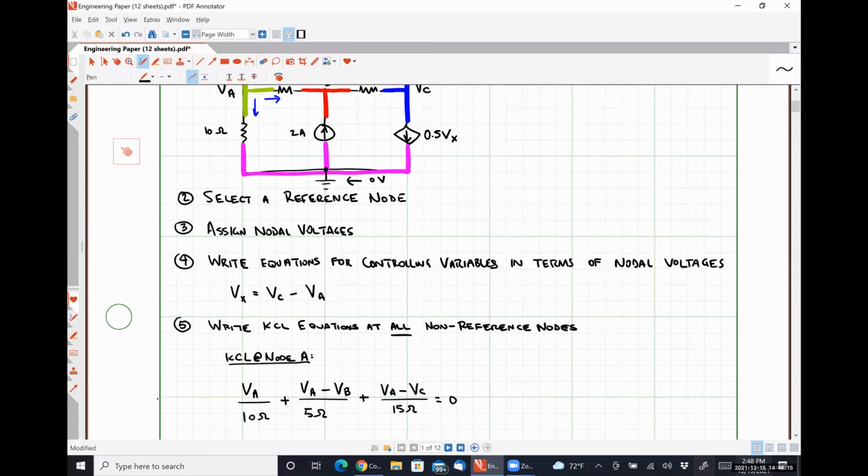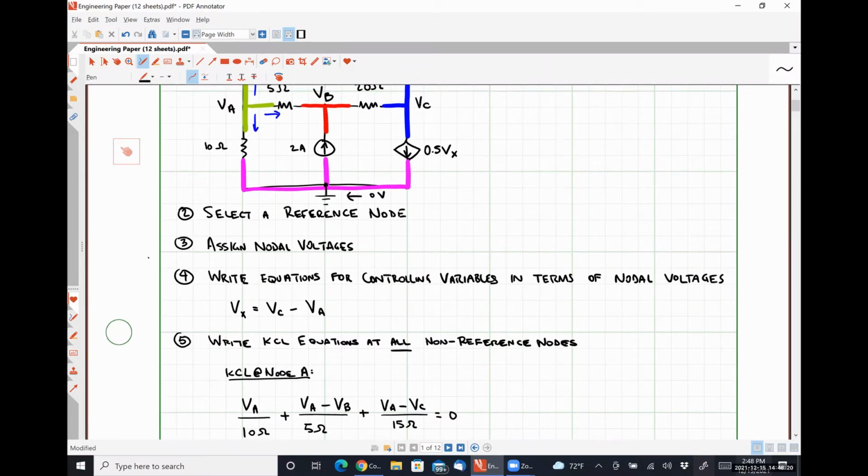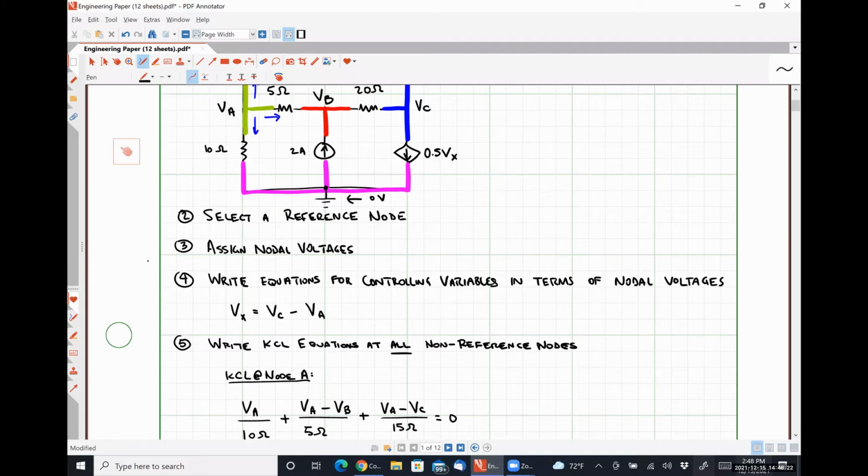Let me scroll down, try to get both of these things in the picture at the same time. Doesn't quite look like I can get all of it. Do any of you guys have any questions about how I wrote that equation? So simply the application of Ohm's law to get the individual currents flowing through those resistors. And then I add them all together and set them equal to 0 because I'm applying KCL at that node.